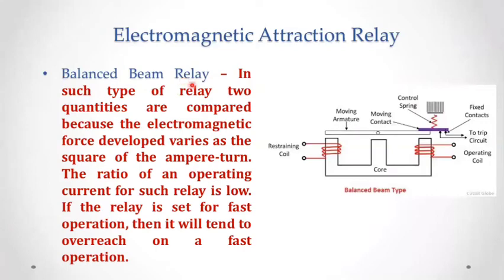In the balanced beam type relay, this is a beam. In such a type of relay, two quantities are compared because the electromagnetic force developed varies as the square of the ampere turns, as we have discussed in the equation I square. So the ratio of operating current for such a relay is low. If the relay is set for fast operation, then it will tend to overreach on fast operation.